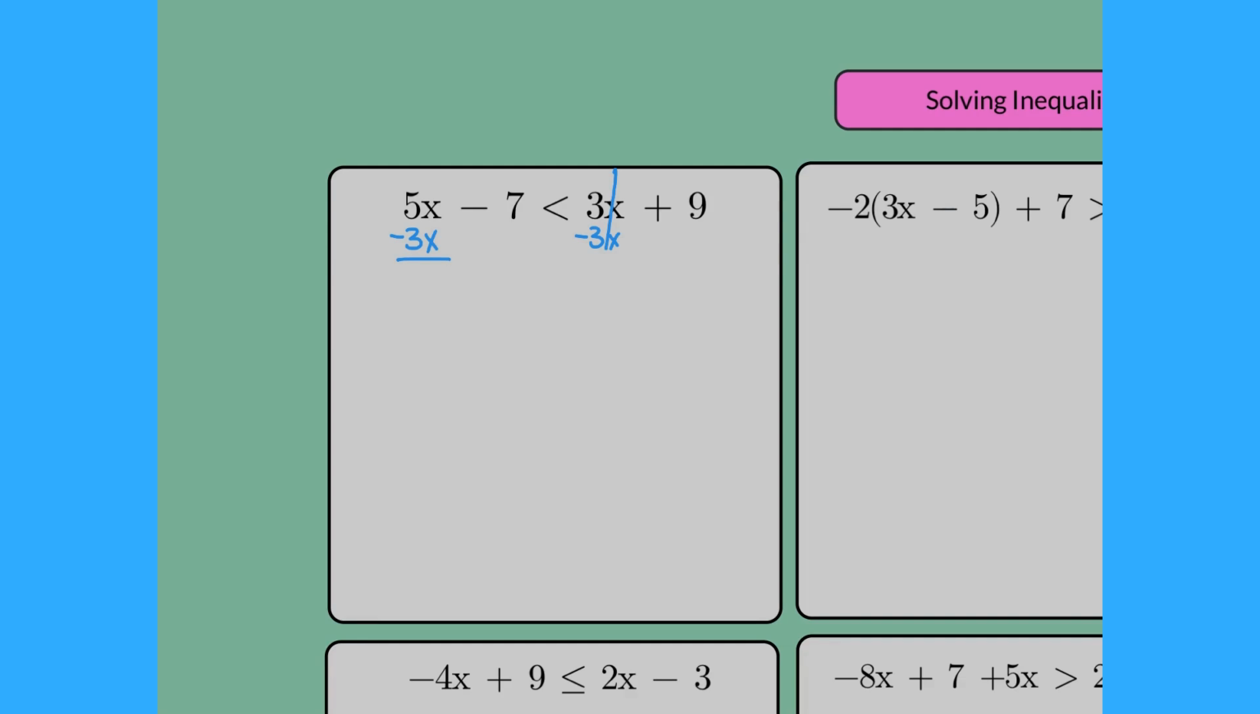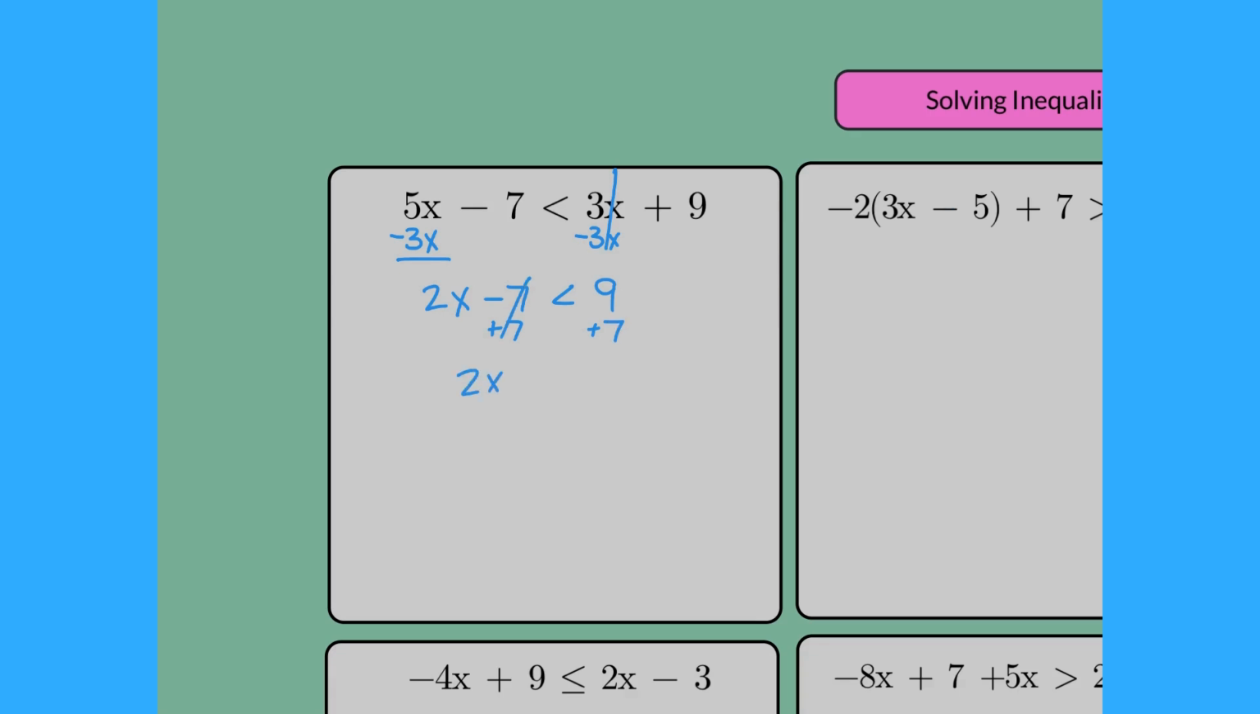And then 5x minus 3x is 2x. Then I drop down everything else. So minus 7 is less than positive 9. Make sure you're bringing everything straight down so we don't end up with something on the wrong side of the inequality. Now that there's nothing else I can simplify, no more like terms or distributive property, I'm just going to solve the inequality. So the opposite of minus 7 is plus 7 on both sides.